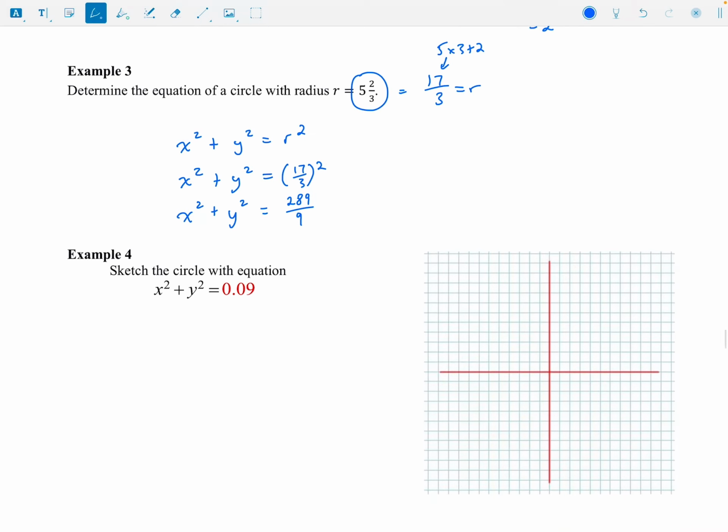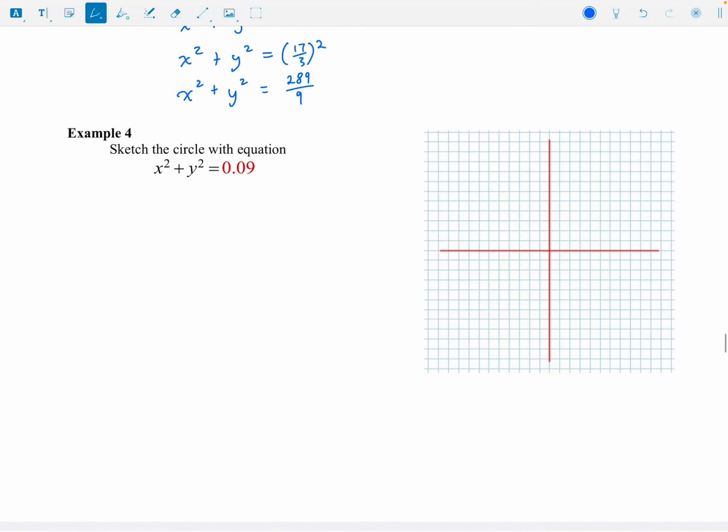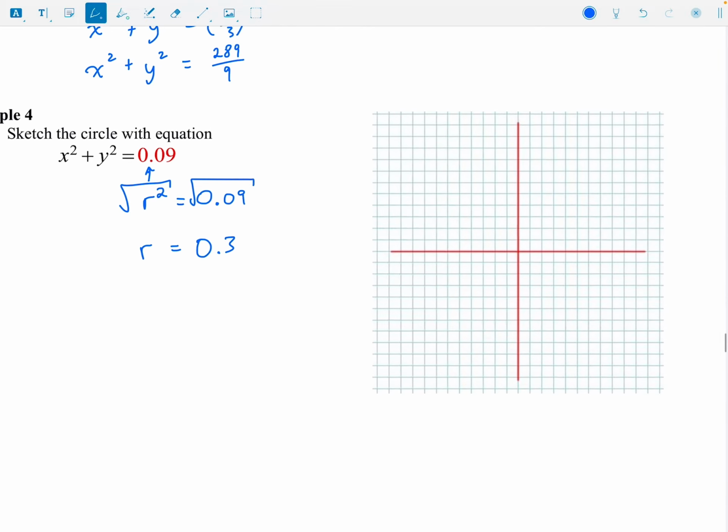And that can't be simplified. All right, next one. Sketch the circle with equation x squared plus y squared equals 0.09. So again, notice in this form, the r squared value is 0.09. If you take the square root of both sides of this equation, you'll get your r value, the radius, and that gives you 0.3. That's a little mind trippy. It got bigger, the number, not smaller when we square rooted this one.